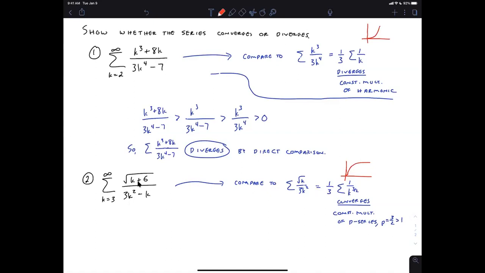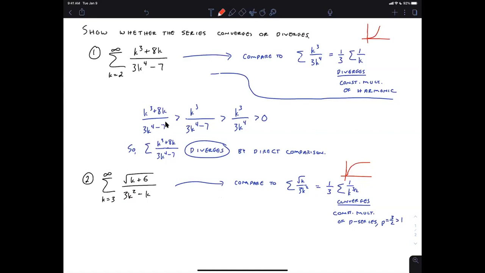It's not, because the top is bigger and the bottom is smaller. So this does not have the relationship we want. So we go to the limit comparison test. Is everybody clear why here we go to limit comparison, but this one we were able to use direct comparison? Any questions on how to make that decision?